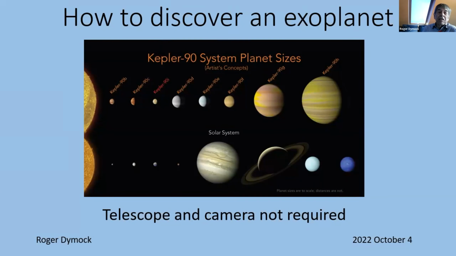You may believe this or you may not. Some do, some don't. But anyway, a bit of light relief after all Rodney's equations before lunch. Right, how to discover an exoplanet. Telescope and camera not required. Some fame, but not much fortune.